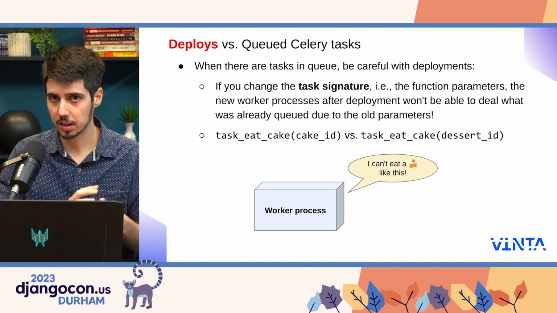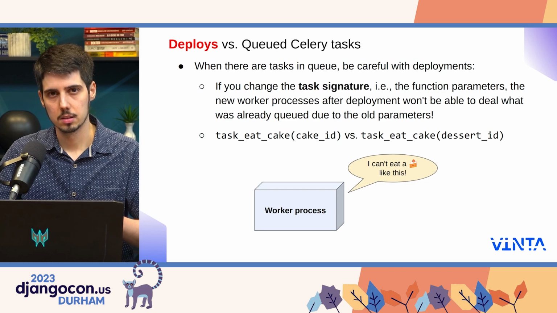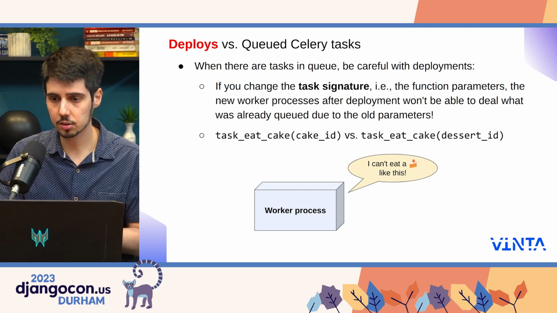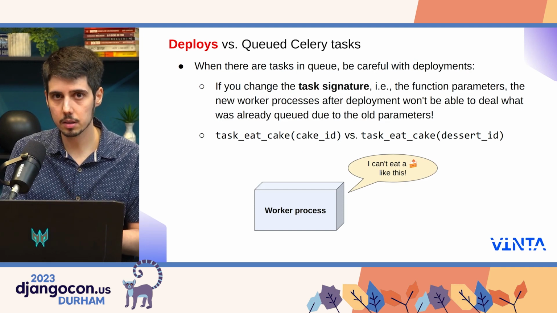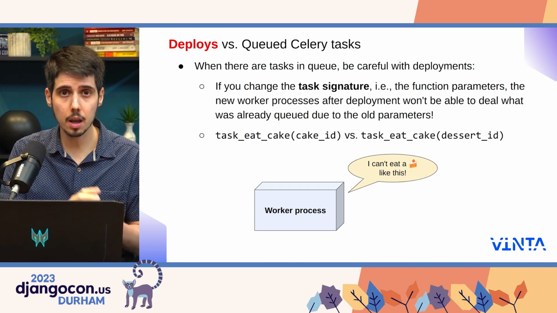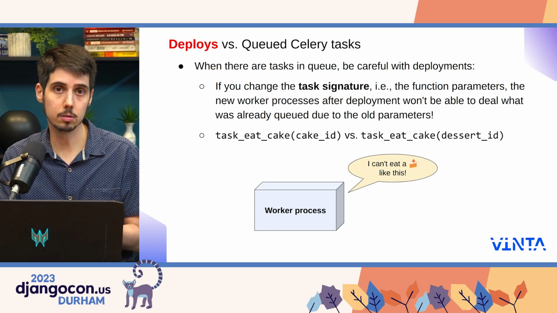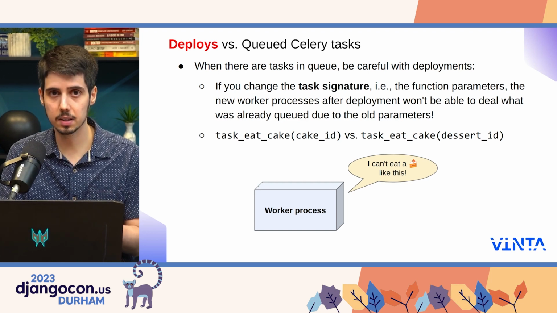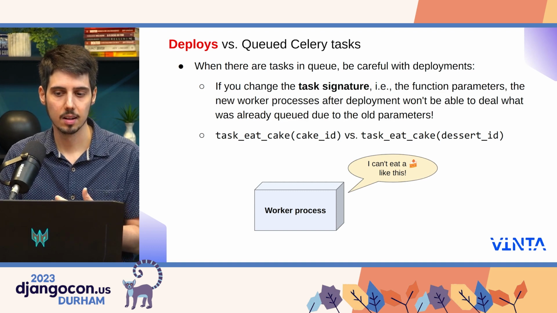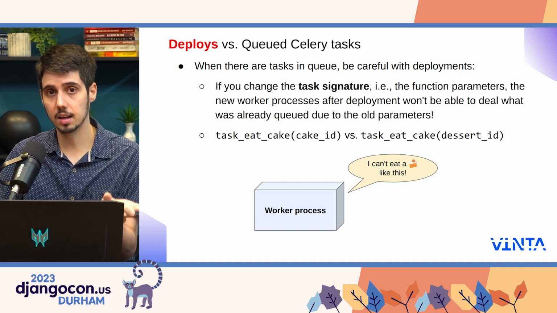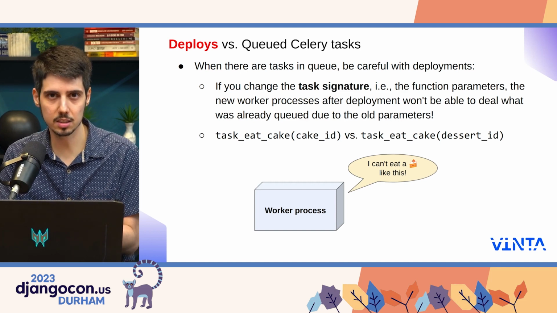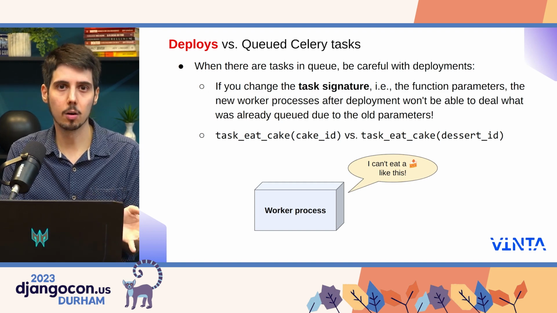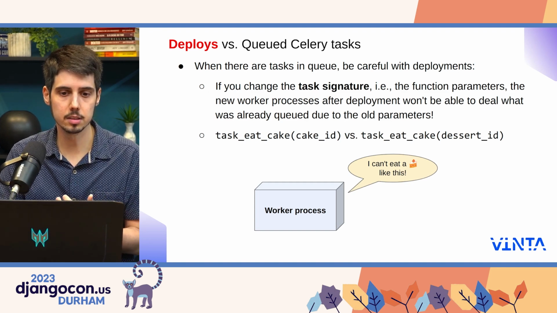Let's talk about deploys versus queued Celery tasks. When there are tasks in queue, be careful with deployments. If you change the task signature, the function parameters, the new worker processes after deployment won't be able to deal with what's already queued with the older parameters. Imagine you had a task cake with cake ID, but you changed it to dessert ID and it's structured differently. The new workers won't be able to deal with the old tasks that were queued and are being redelivered. So be careful with that.